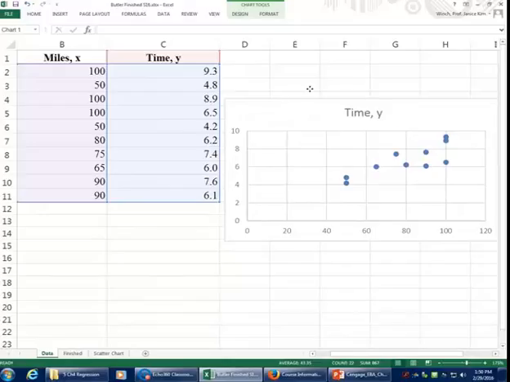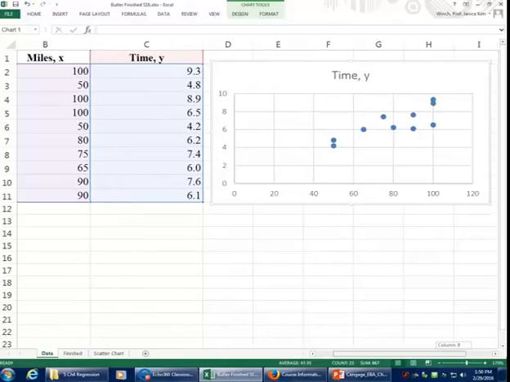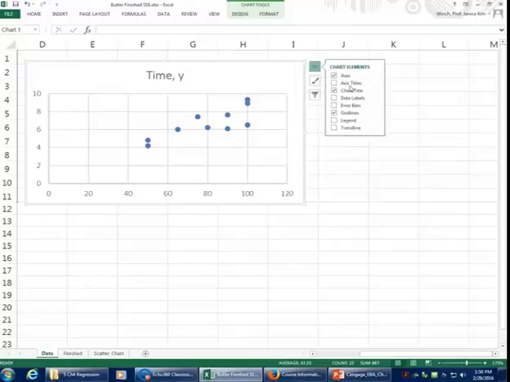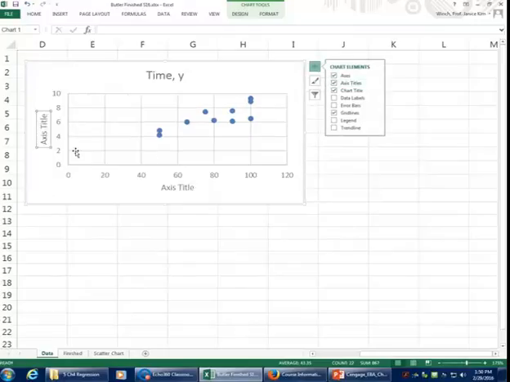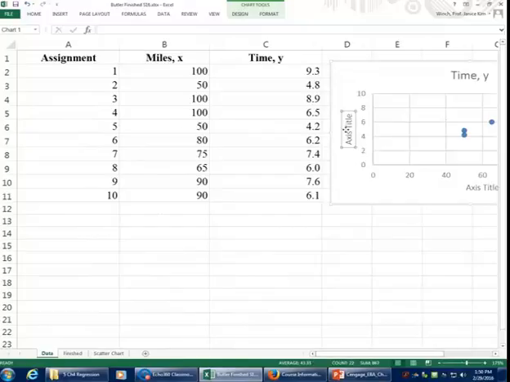Right over here. Okay, I got it. We should also, of course, label the axis, so we're going to do that right now. We're going to click on the plus sign and the axis titles. And here, what's my axis title? That's the time. So you go over here, say time. And actually we say hours.